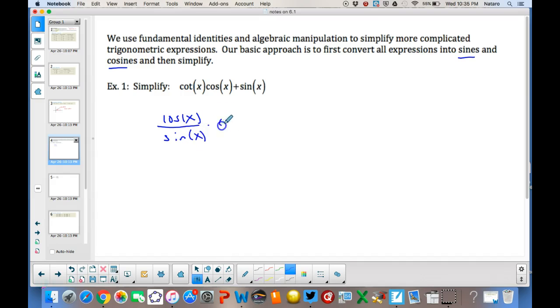times cosine of x plus sine of x. And what I'm going to do right now is rewrite this part right here, think of this as being over 1, and multiply the numerators together. So I'd have cosine of x times cosine of x, or cosine squared of x. And in my denominator, I'd have sine of x.